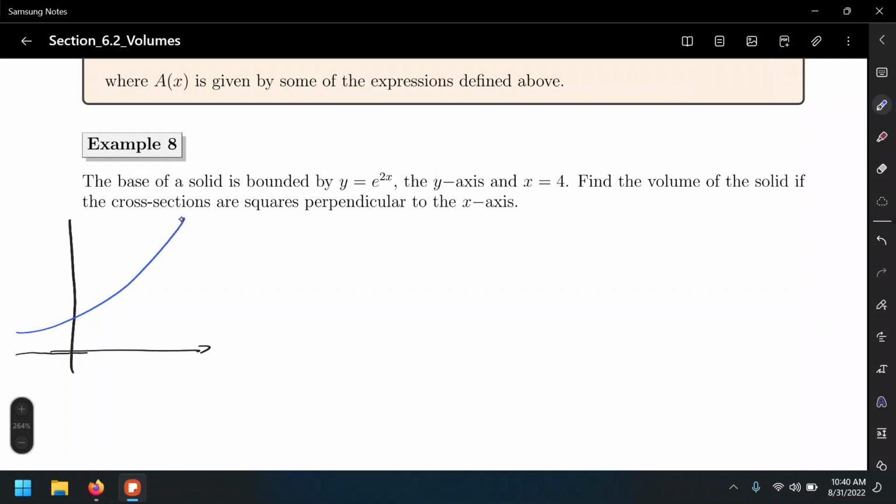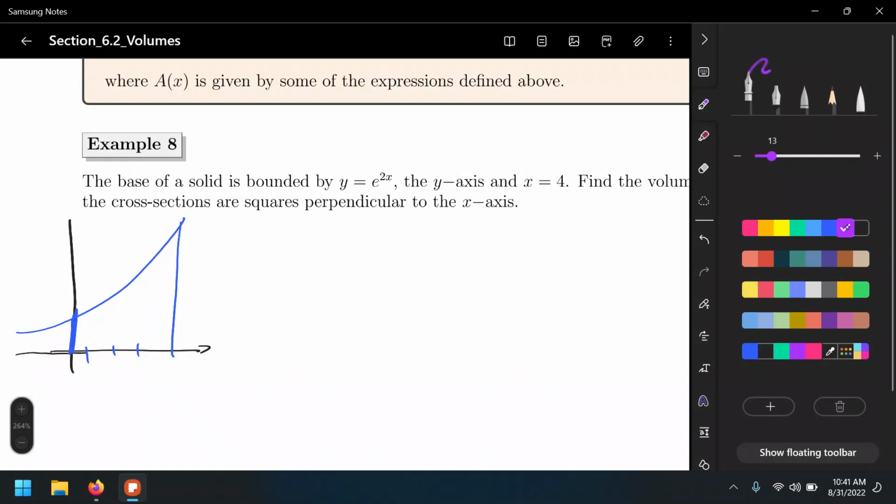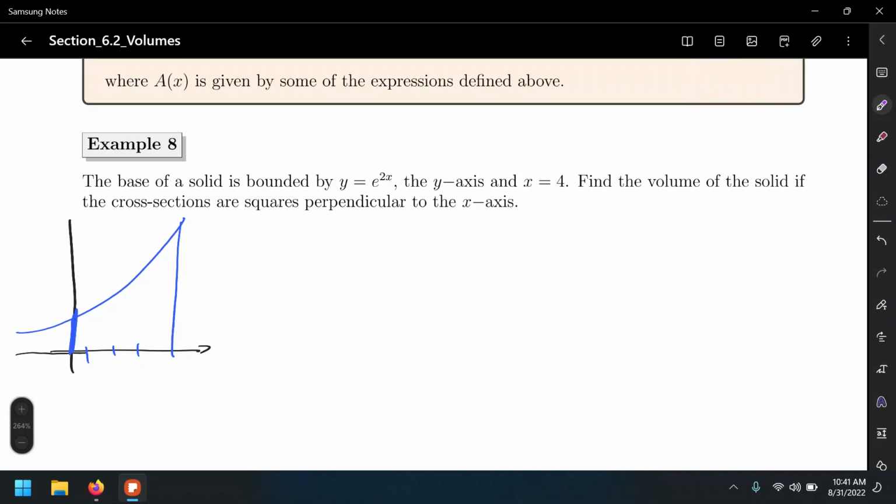Okay, the graph of e to the x, which is an increasing function like this, has a y-intercept at 1, and the y-axis is one of the bounds, and x equals 4. All right, 1, 2, 3, and 4. Okay, what's the picture here? We have cross sections that are squares perpendicular to the x-axis, and hopefully you can see the picture here.